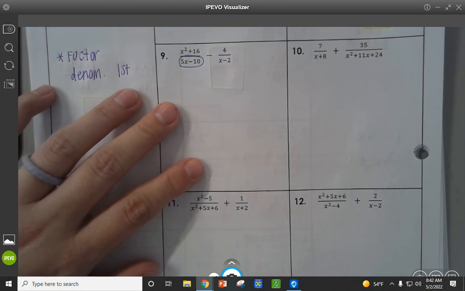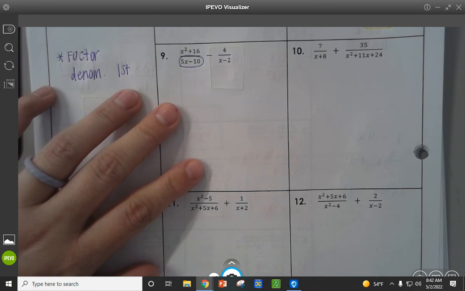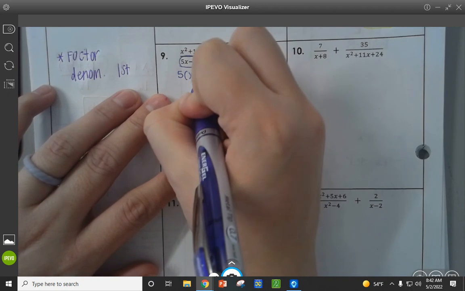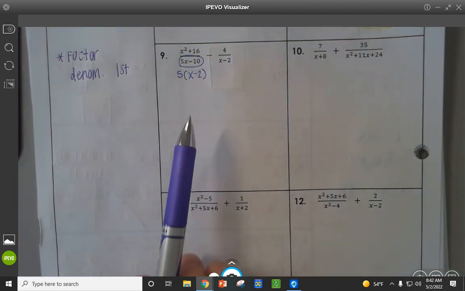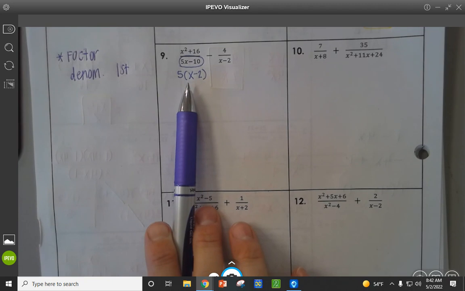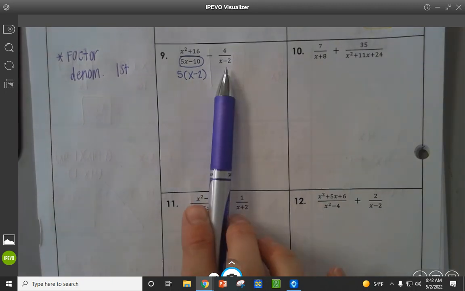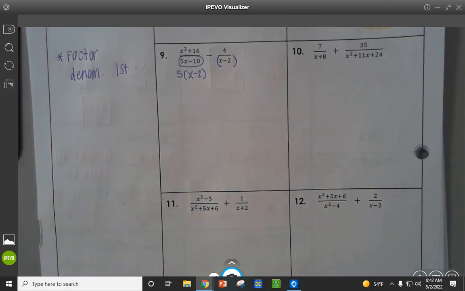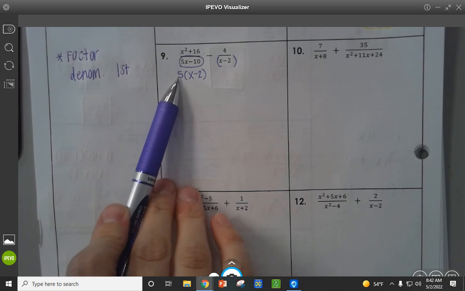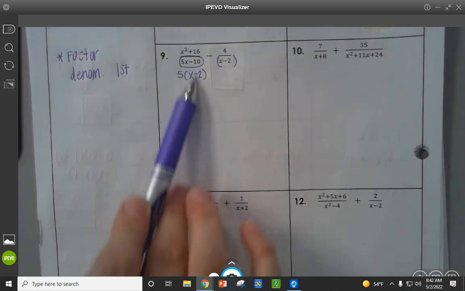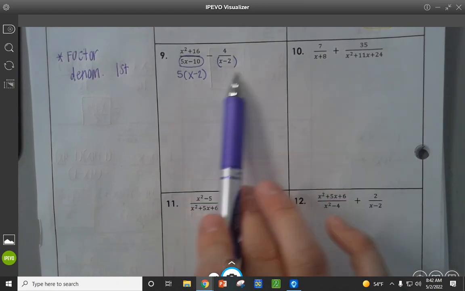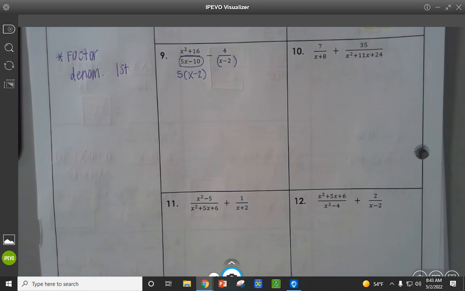So this 5x minus 10 has a GCF of what? 5. Leaving x minus 2. This denominator is already x minus 2. So what could my common denominator be? The 5 and then the x minus 2. So this one doesn't need any changes made to it. If I multiply this one by 5, numerator and denominator, they will have like bases.